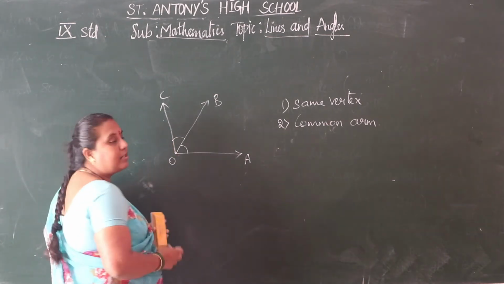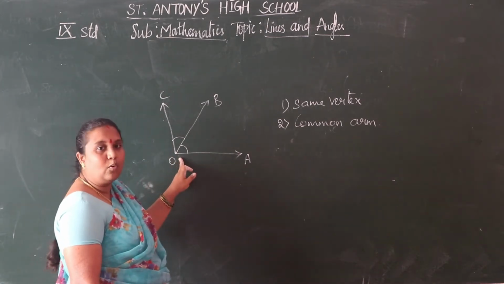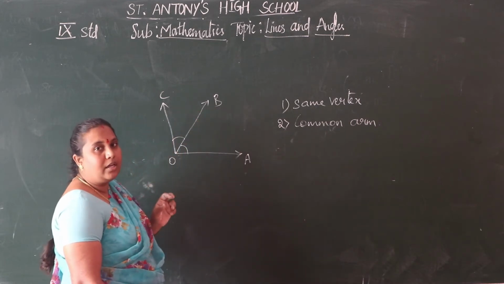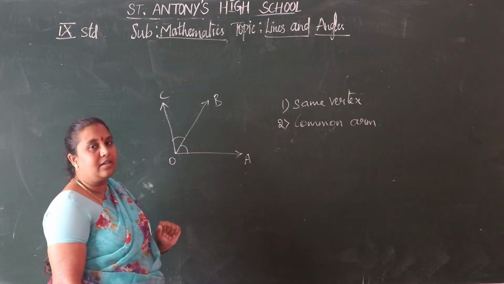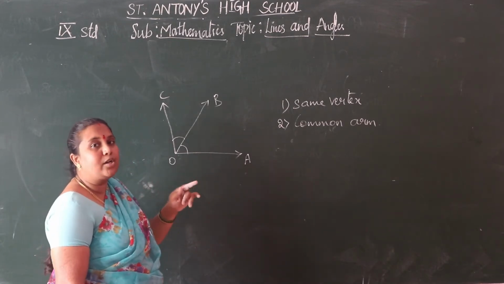AOB and BOC are two angles. These two angles have the same vertex O, and then the common arm OB. So here these two angles are said to be adjacent angles. And then move on to the next concept, pair of angles.